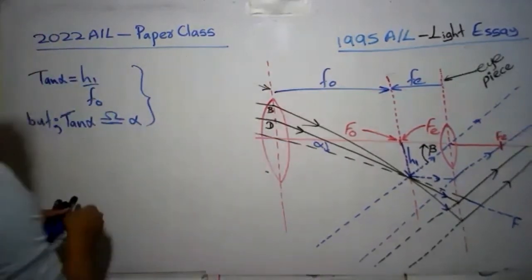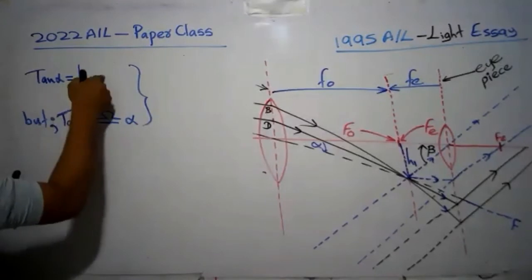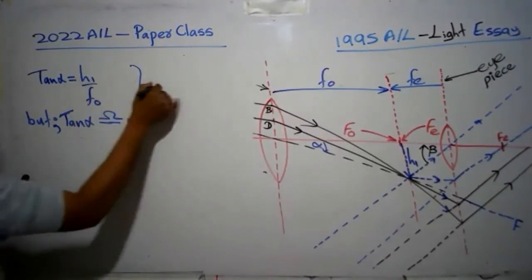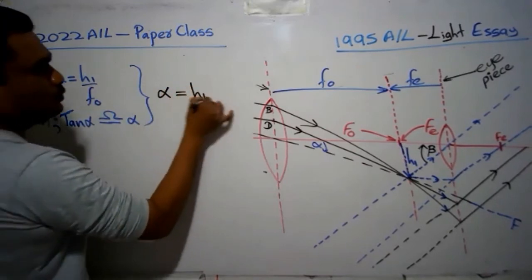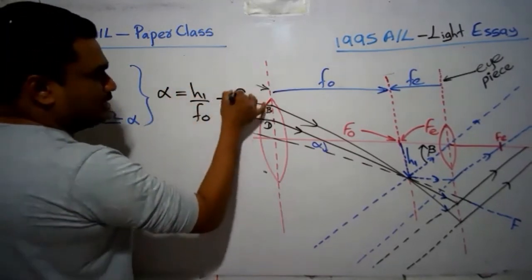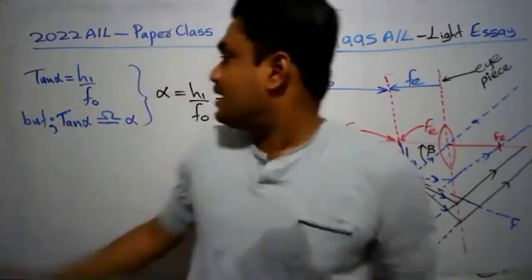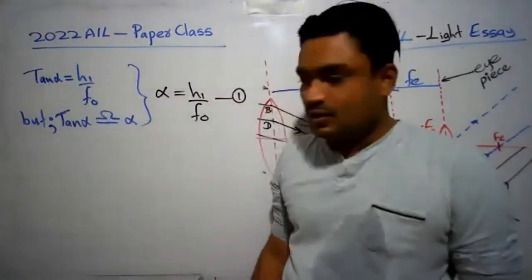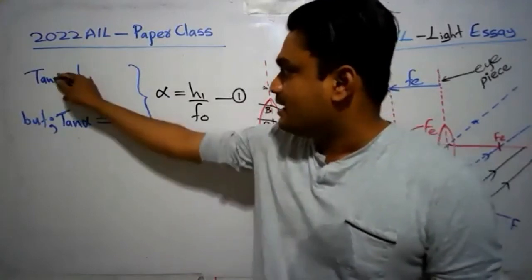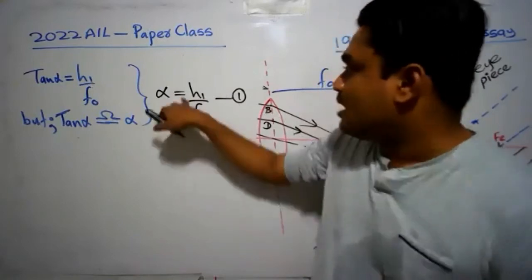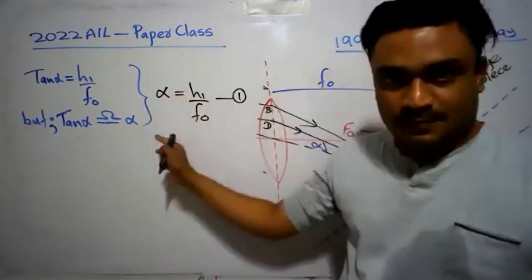Now, what are the things we have here? Tan alpha equals H1 over F naught, tan alpha equals alpha. It means alpha should be equal to H1 over F naught. Mark it as the first equation. Tan alpha equals H1 over F naught, tan alpha equals alpha, therefore alpha equals H1 over F naught. Mark it as the first equation. Complete.